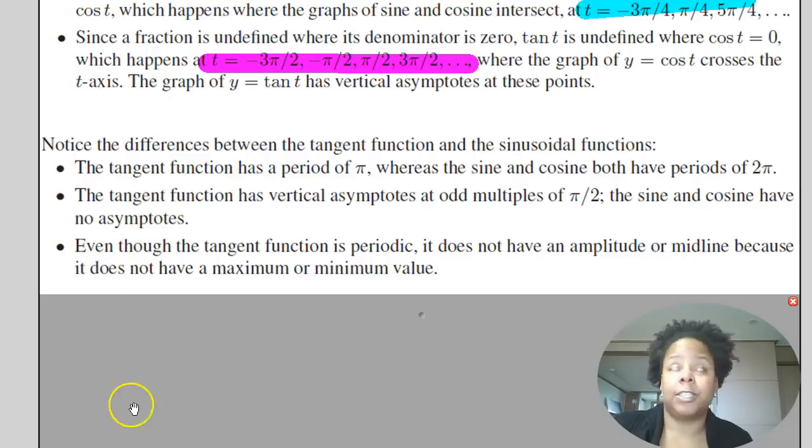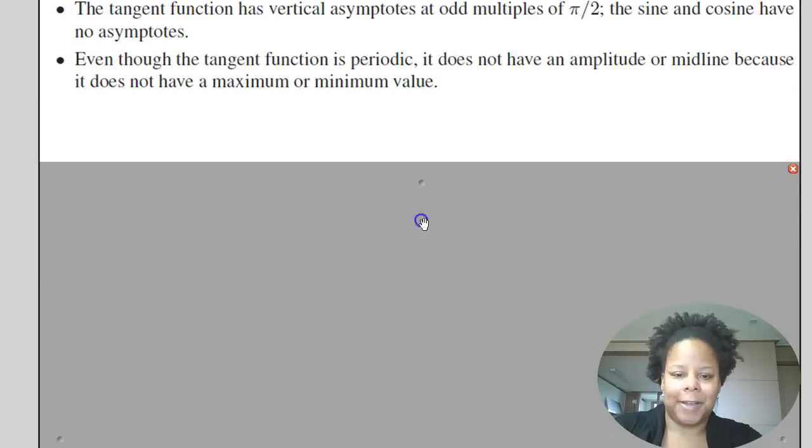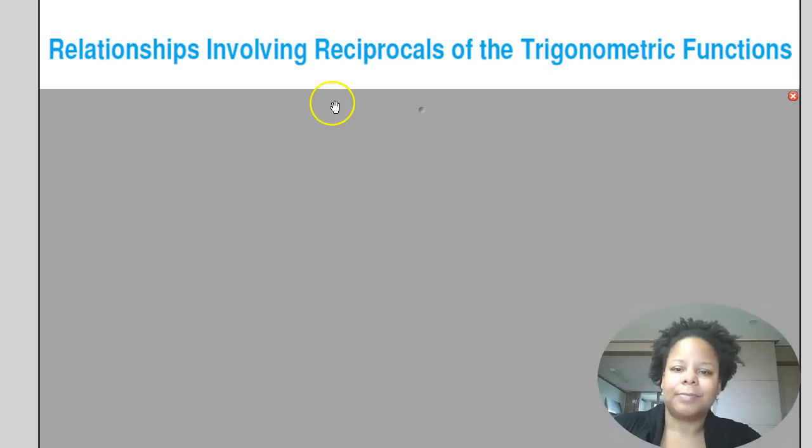And even though the tangent function is periodic, with period pi, it does not have an amplitude or a midline because it does not have a maximum or minimum value. Okay? All right, moving on. I think that was it for that page. Let's go to the next.